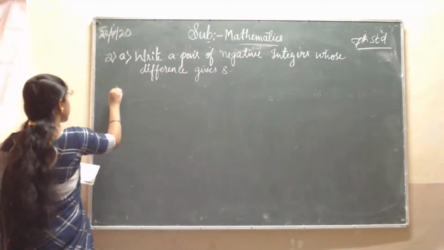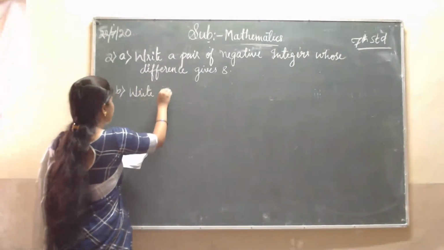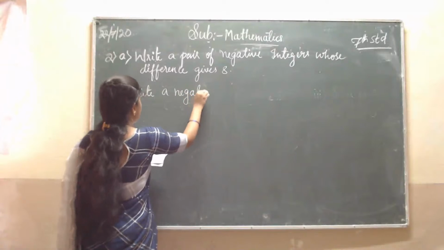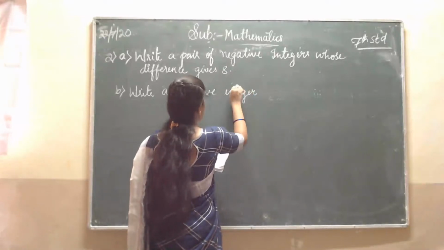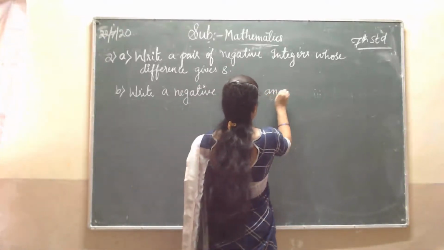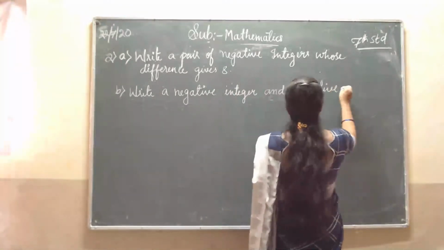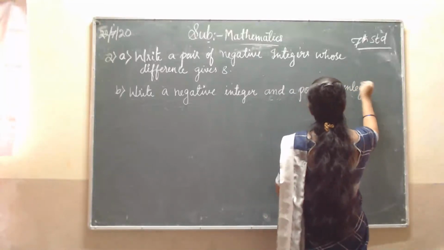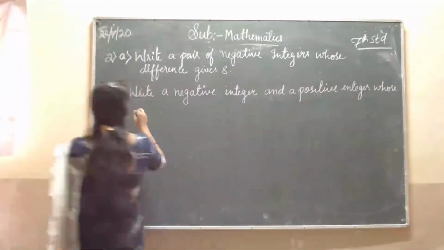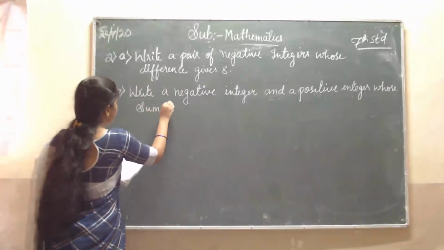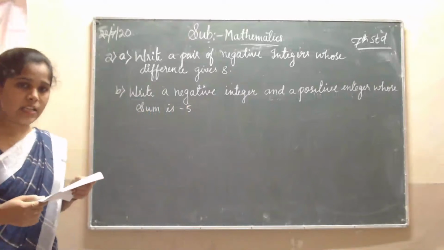In this B, write a negative integer and a positive integer whose sum is minus 5. Take B and C as homework.